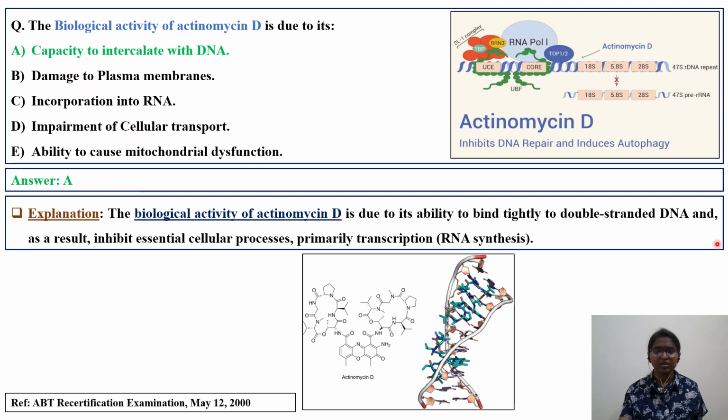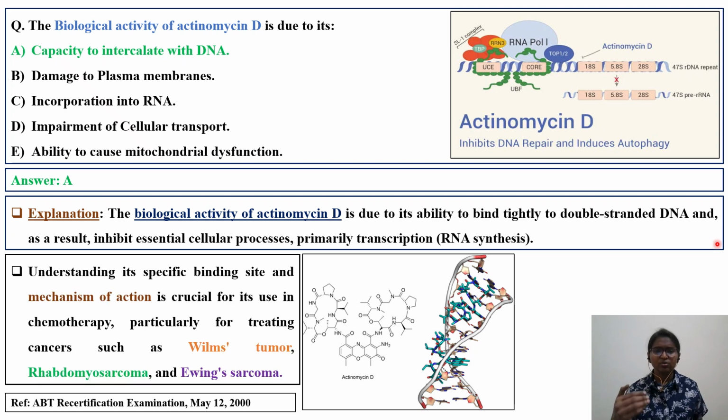It will stop. Understanding its specific binding site and mechanism of action is very important. Where a certain drug is going and binding, which part of the DNA. In this case, actinomycin D, if you see, then only we'll be able to play with that molecule. I mean to say, we can design it for chemotherapy or anti-cancer treatment, particularly for treating cancers such as Wilms tumor, rhabdomyosarcoma, and Ewing's sarcoma.